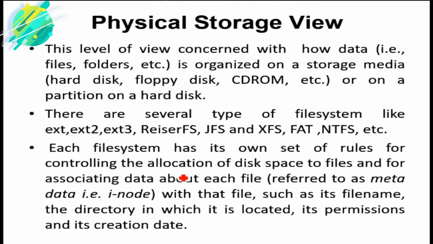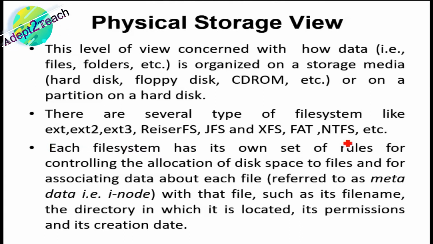Now, there are different types of file systems available for how you are storing the data on your system. The file systems are like ext, ext2, ext3, ReiserFS, JFS, XFS, FAT, NTFS. There are different types of file systems. We'll take all types of file systems in detail.